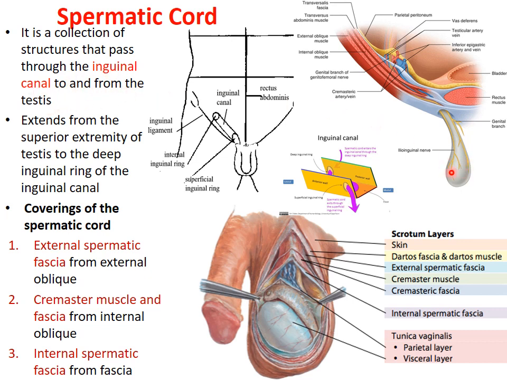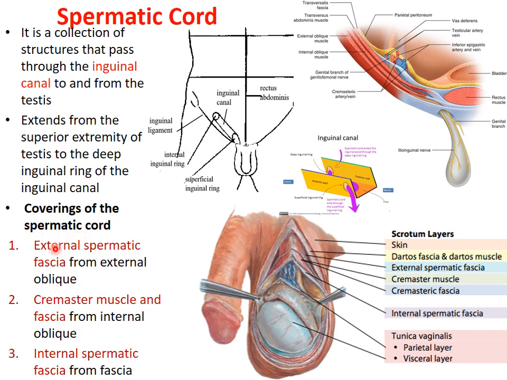So from the testis, the ductus deferens is coming into the abdomen, and through this cord, the testicular artery, testicular veins, and the nerves are coming through this spermatic cord towards the testis. So coming to and from the testis, it extends from the superior extremity of the testis to the deep inguinal ring of the inguinal canal. So there is the superficial inguinal ring, the deep inguinal ring, and a canal, a space between the two openings. That is the area where the contents penetrate the three walls of the abdomen.